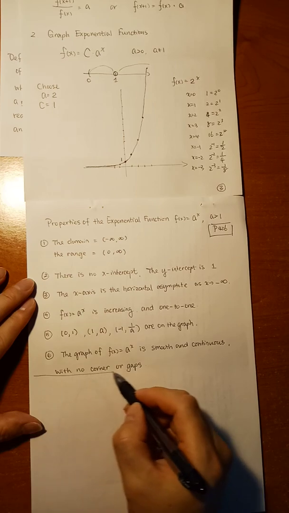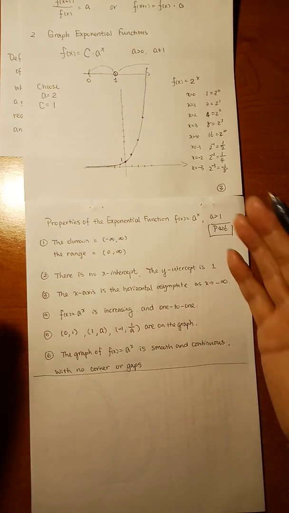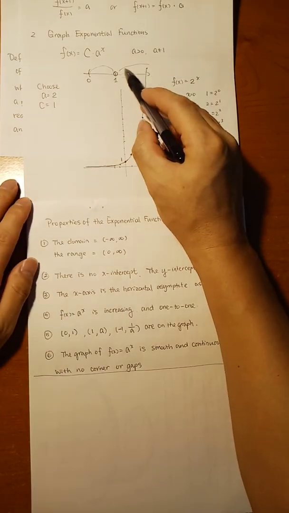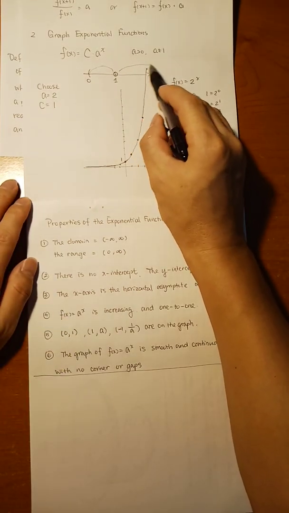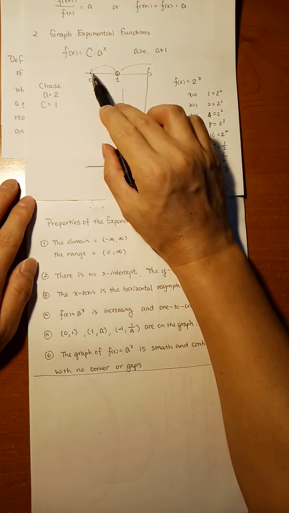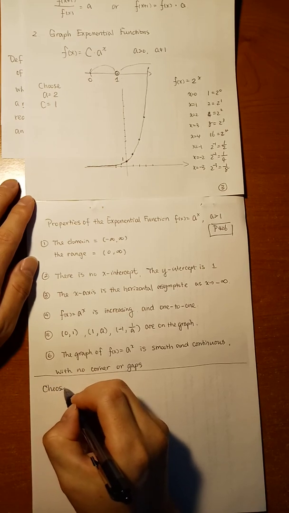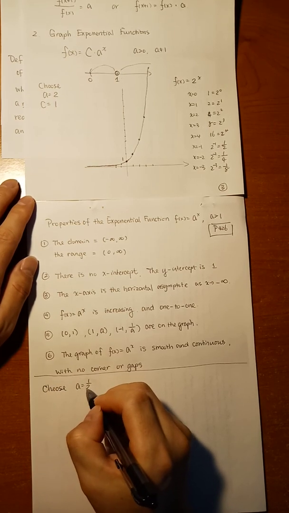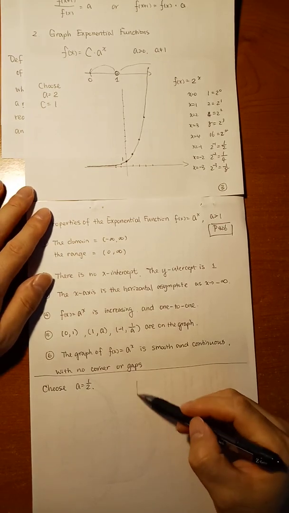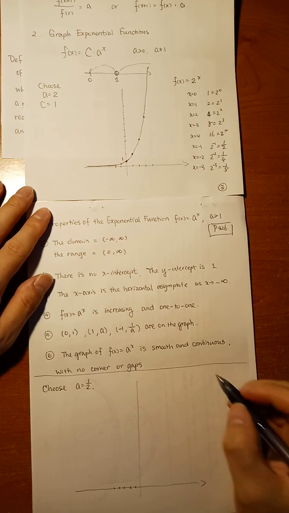What happens if you have a smaller base? You see here, this time we choose a from this infinite interval. Now let's select a between 0 and 1. So we can choose, for example, a as 1/2. A as 1/2, we do a similar sample. So -1, -2, -3, -4, -5.